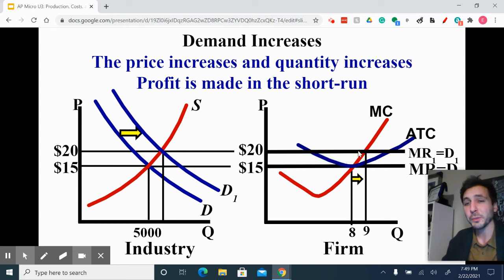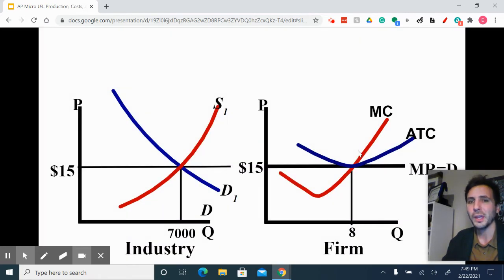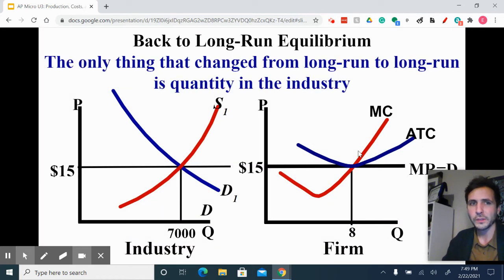Now, because we're profitable, what's going to happen in the long run? Well, firms are going to enter the market to get their share of those profits. When firms enter the market, our MR equals D equals AR will fall down again and go back to perfect long-run equilibrium right there. In other words, in a constant cost industry, the only thing that changes in the long run is going to be the quantity in the industry. Our price is always going to wind up right back where it belongs.